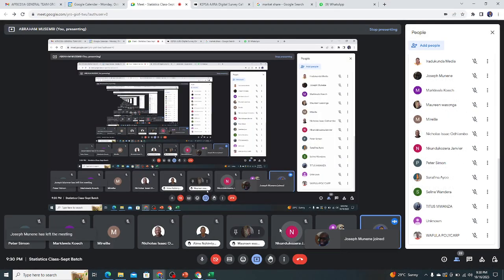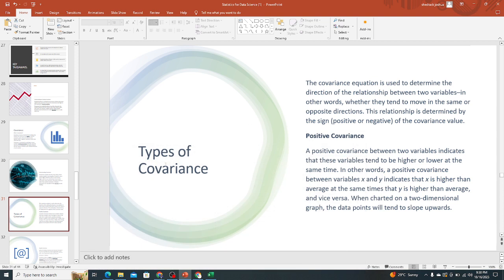Okay, Maureen. Actually, I also have the same question. If covariance is basically to show the direction, if they're moving in the same direction, we say it's positive, and if they're moving in the opposite direction, we say it's negative, then why do we have negative infinity and positive infinity? Because I would think that a covariance of positive one and a covariance of positive 1,000 would be different. Maybe they would mean different strengths.